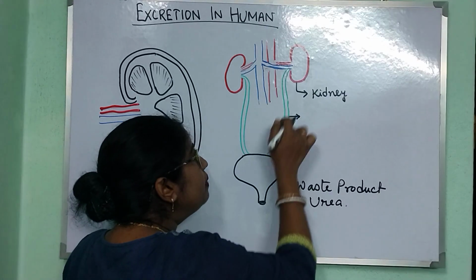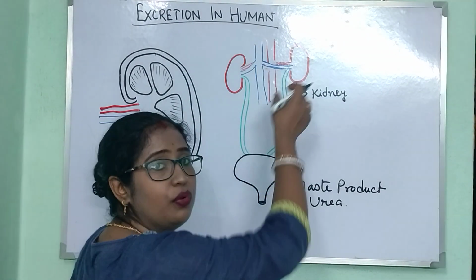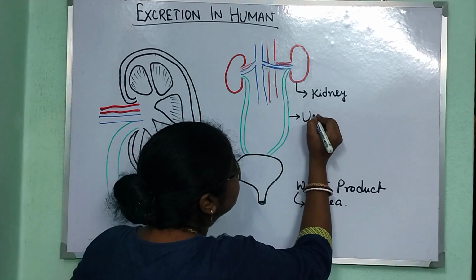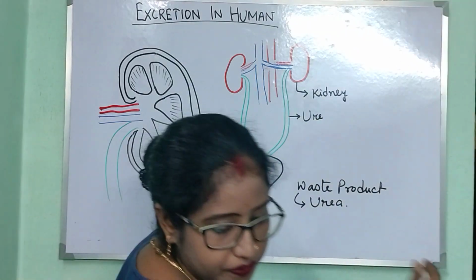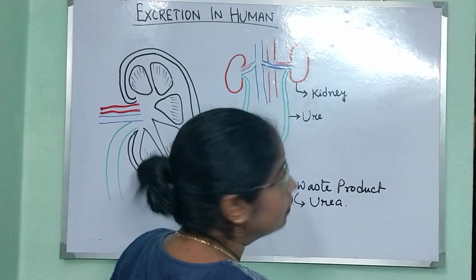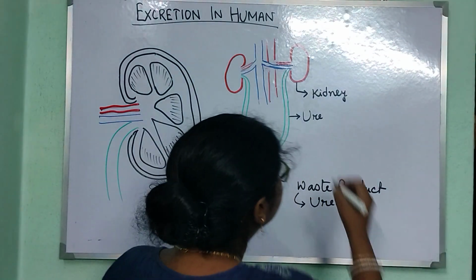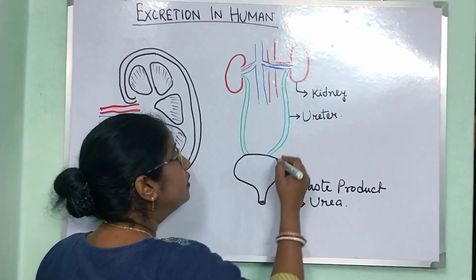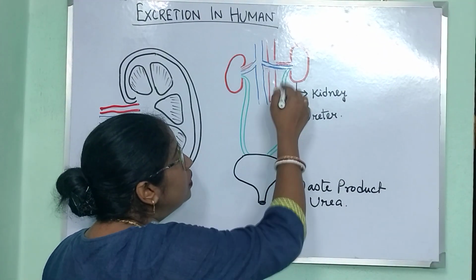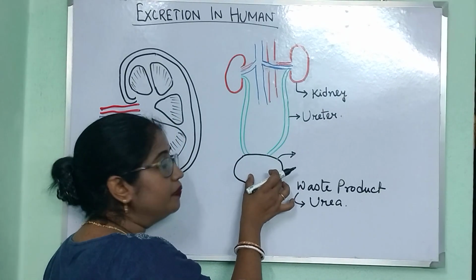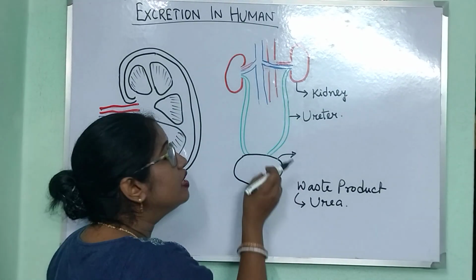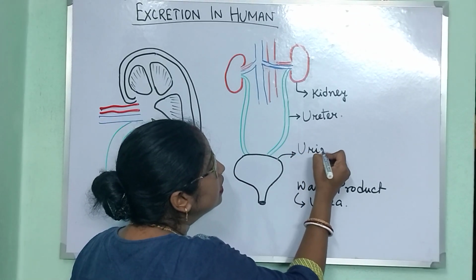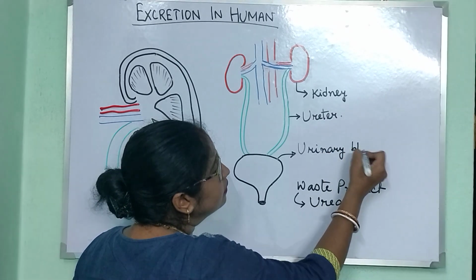While there is a long pipe-like structure that arises from both the kidneys, this pipe-like structure is known as ureter. Then both these ureters drain their contents into a bag-like structure. This bag-like structure is known as the urinary bladder.